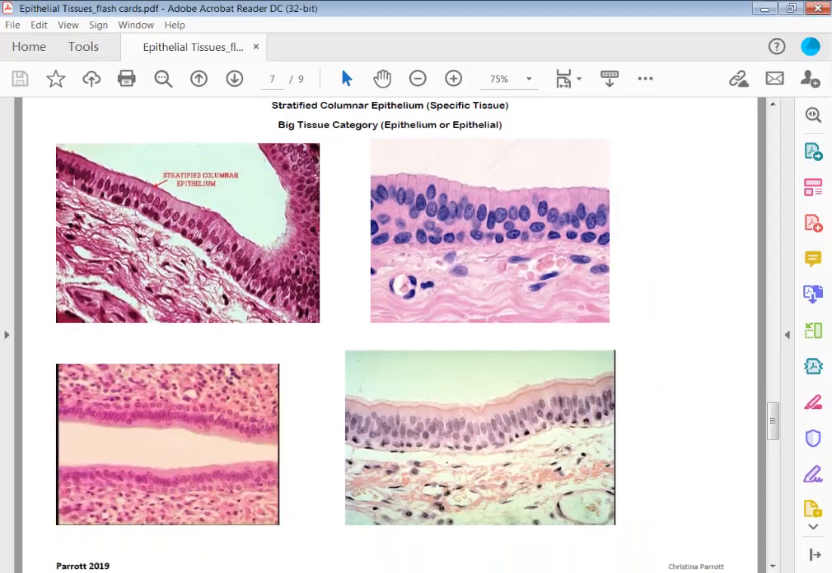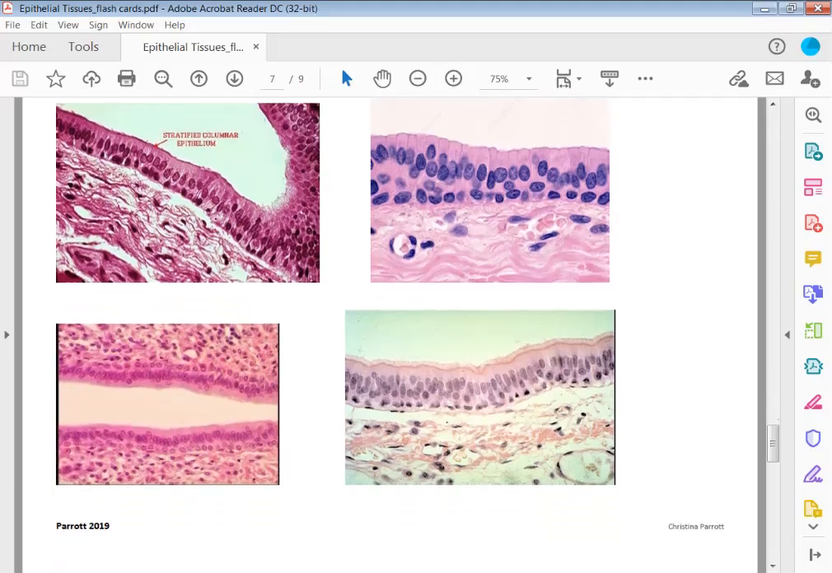Going down to the next tissue here, again, you're seeing these tall rectangular cells. So you can see this cell goes down like this and comes back up. So it's a tall rectangular cell. But you also see multiple layers of nuclei. So there's a layer here and there's a layer here. So because there's multiple layers, we know the first name is stratified. The second name is the shape of the cell, which we've already determined as columnar. And the last name is the family name or big tissue category name, which is epithelium. So the specific tissue is stratified columnar epithelium, and the big tissue category would be epithelium or epithelial.